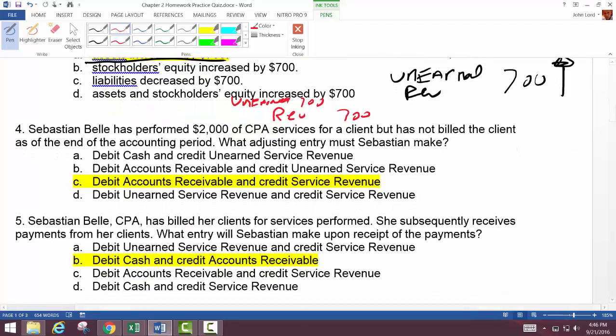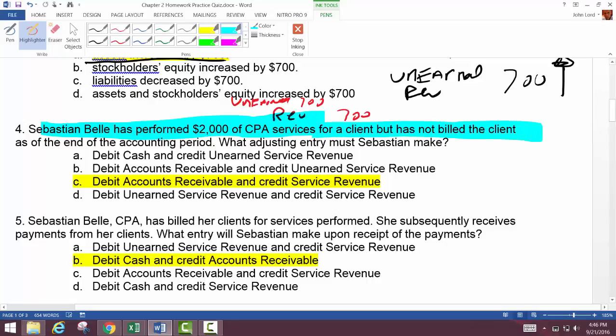Now come over and take a look at this next one. Sebastian Bella, whatever, has performed services for $2,000 for CPA services for a client. But at the end of the year, they hadn't billed the client yet, and now they're going to go ahead and bill them. So we're going to have to make an adjustment to the financial statements. That's what we mean by an adjusting entry, meaning we're catching up and cleaning up for things that had happened during the month or during the year, and now we're catching them up at the end of the year. We're adjusting the accounts.